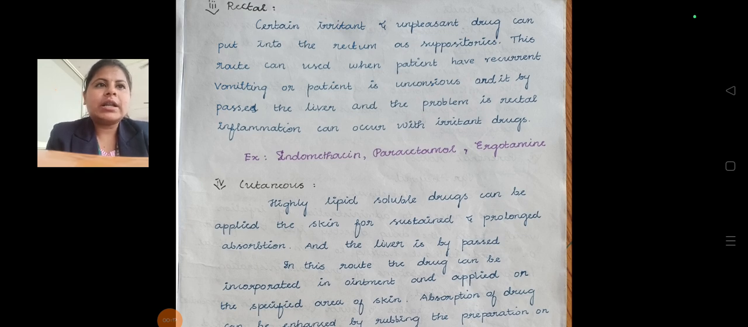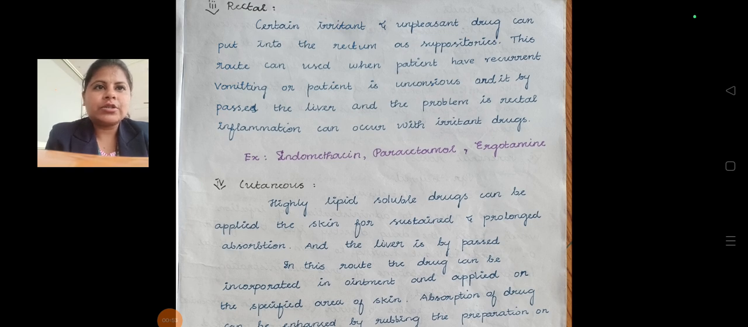Certain irritant and unpleasant drugs are put into the rectum in the form of suppositories. This route is used when a patient has recurrent vomiting or is in an unconscious state. The main advantage of this rectal route is that it also bypasses the liver. The disadvantage is that some drugs may lead to inflammation.